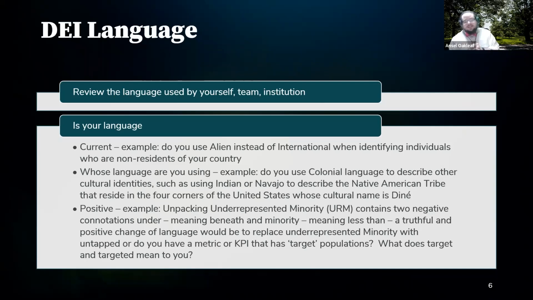Also, a good one that I've seen, it's so common. When you have metrics and KPIs, we tend to talk about our target populations. I want you to take a moment. What does target and targeted mean to you? And how can you see that as being a negative connotation? I know for me, I grew up in the world where we talked about target populations. We talked about the master list. And what is that? In the early days, it was just words. It didn't mean anything to me.